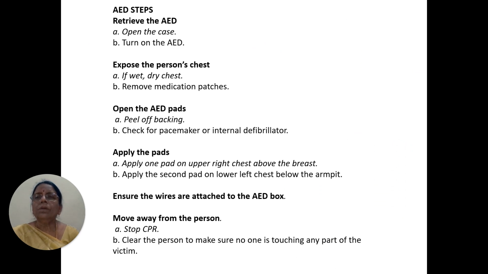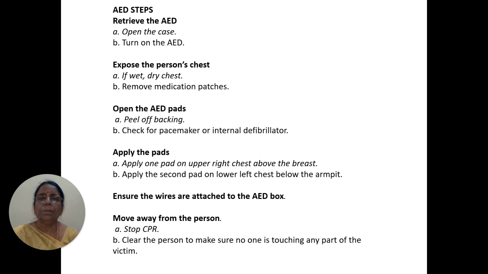So, applying the AED, automated external defibrillator, steps. Retrieve the AED, open the case and turn on the AED. Expose the person's chest. If the person's chest is wet, then dry the chest, remove the medication patches, then open the AED pads, peel off the backing, check for a pacemaker or internal defibrillator, and apply the pads.